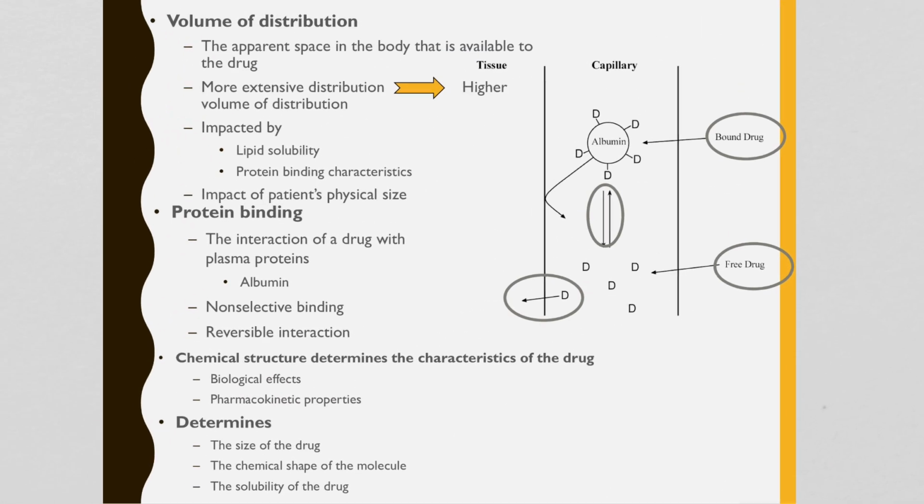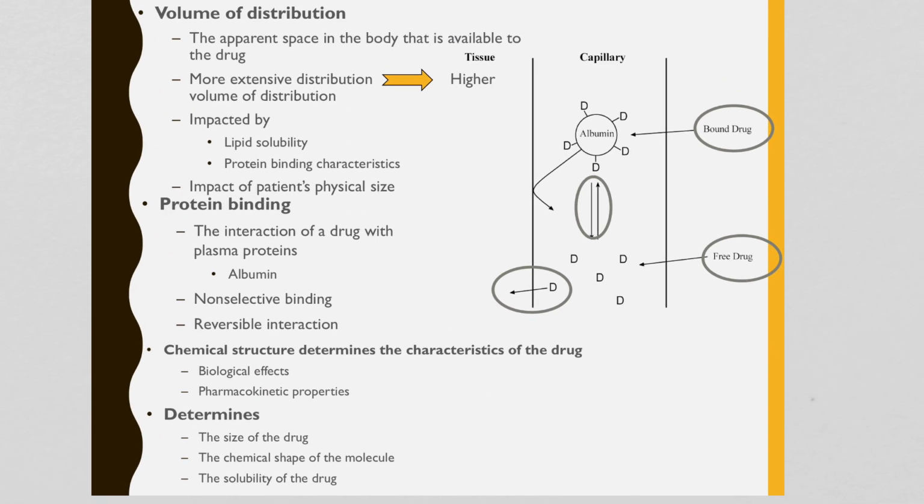So as we look at this slide, lots of things to consider as we start to administer drugs. What's the volume of distribution? How much of the patient's molecular structure is available to this drug that we're getting ready to give them? What's the size of the patient? How obese is the patient? What type of drug are we giving them? Is it lipid soluble? Is it not lipid soluble? What's the chemical structure and makeup of that drug?